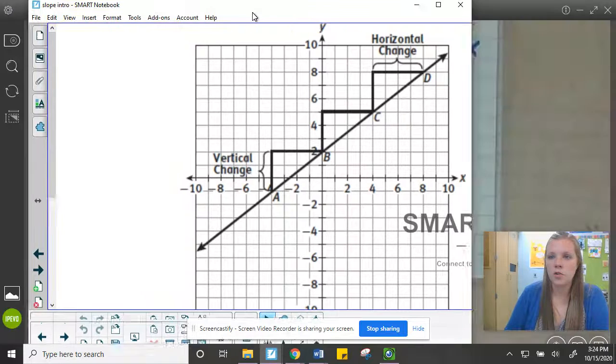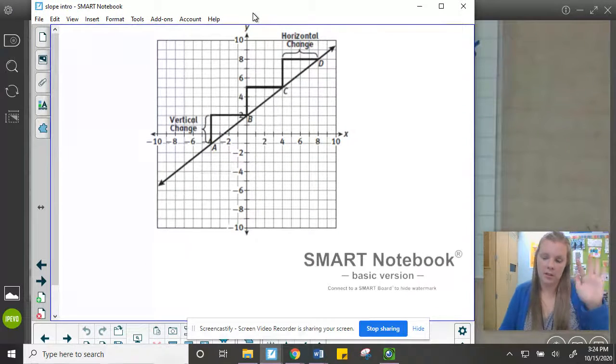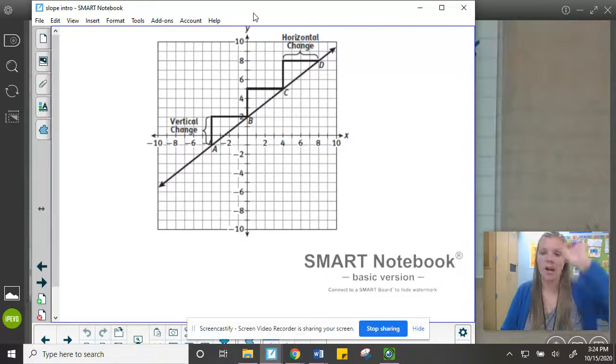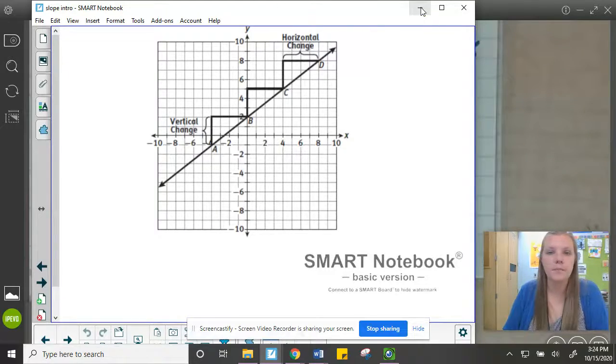So that's how you calculate. You find the points on the line and then you count how much do I go up and how much do I go over, and then you write it as a fraction. Slopes are fractions. The number on top tells you how much you go up or down. The number on the bottom says how much you go left or right.